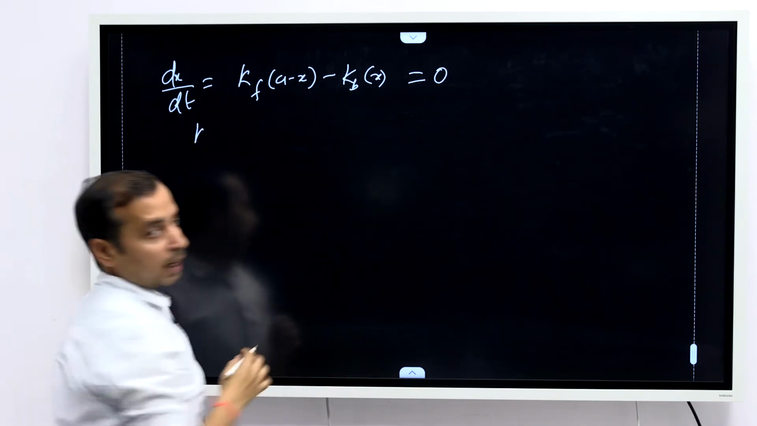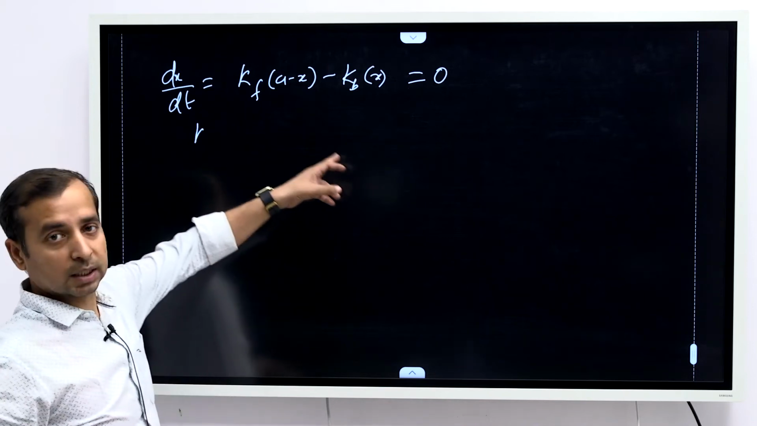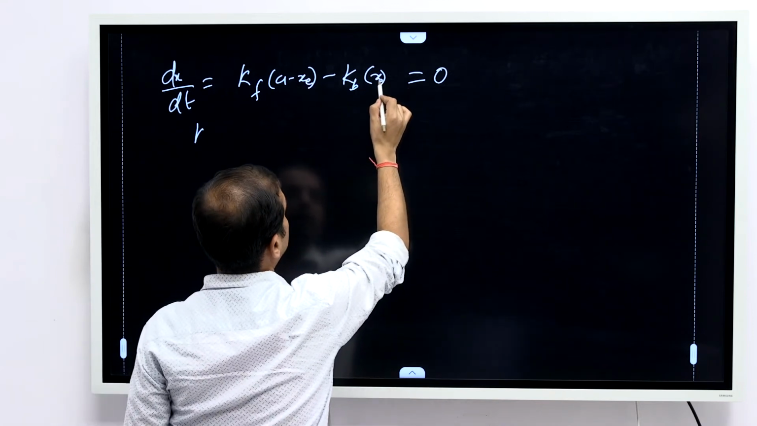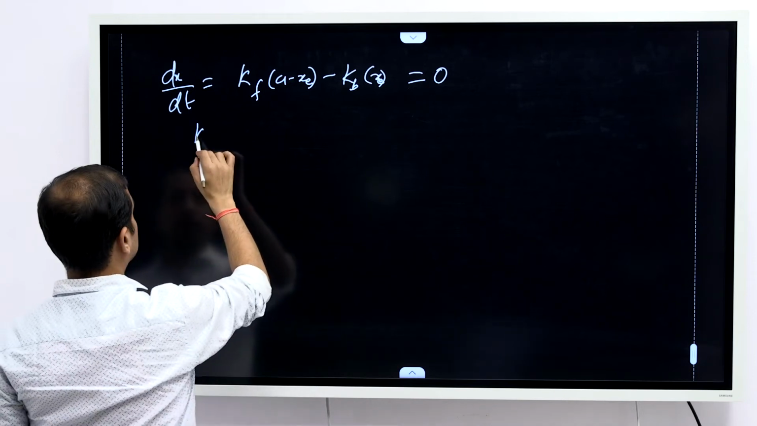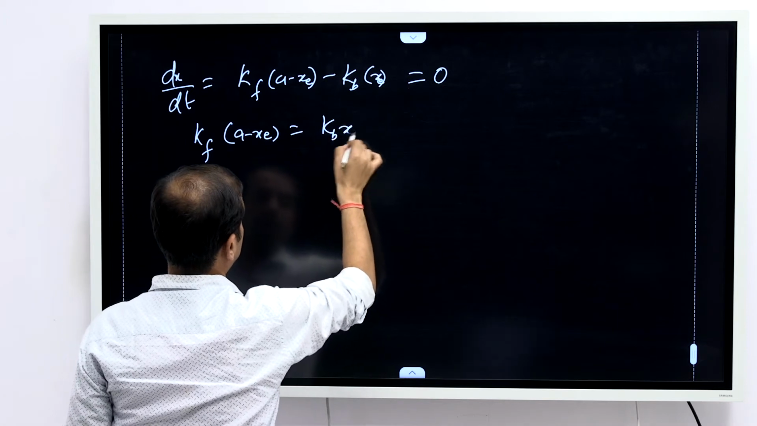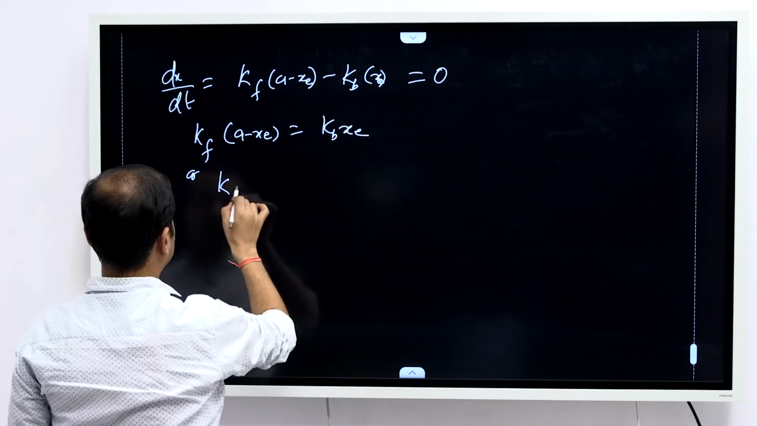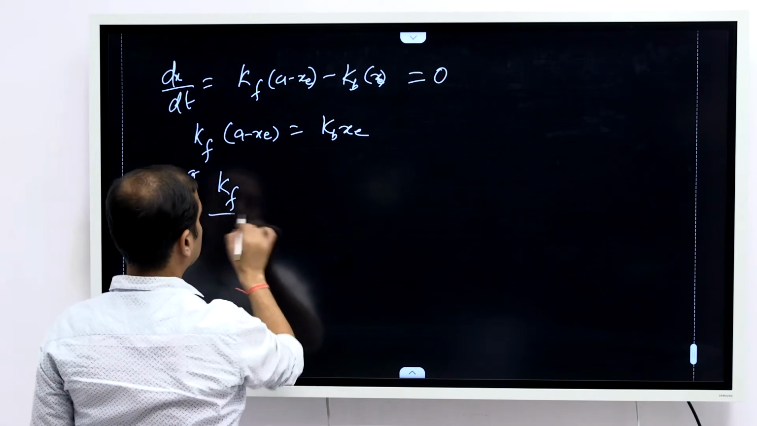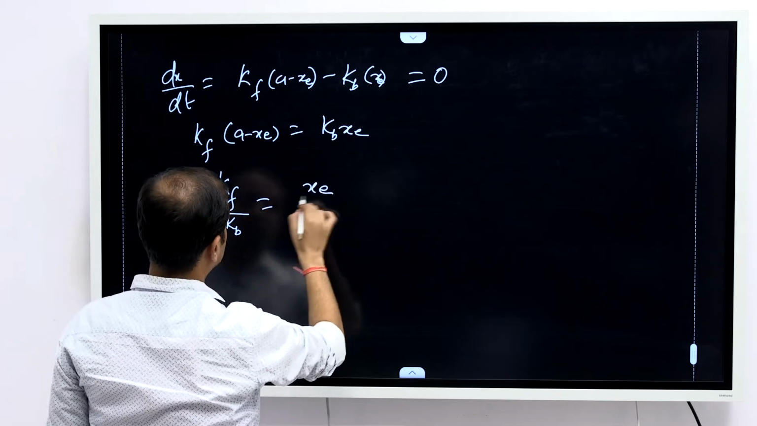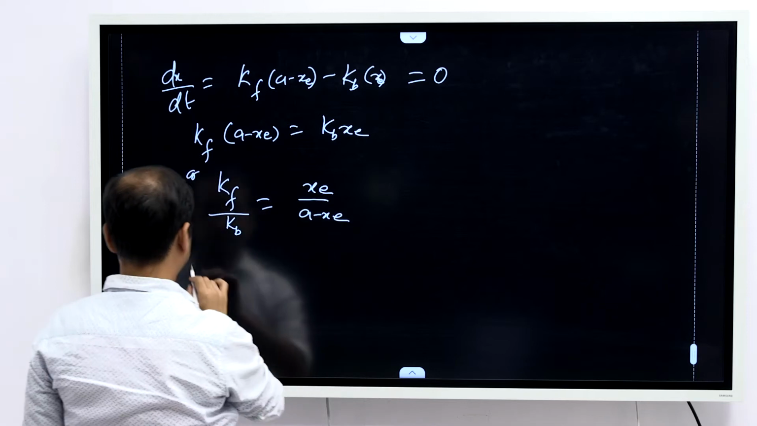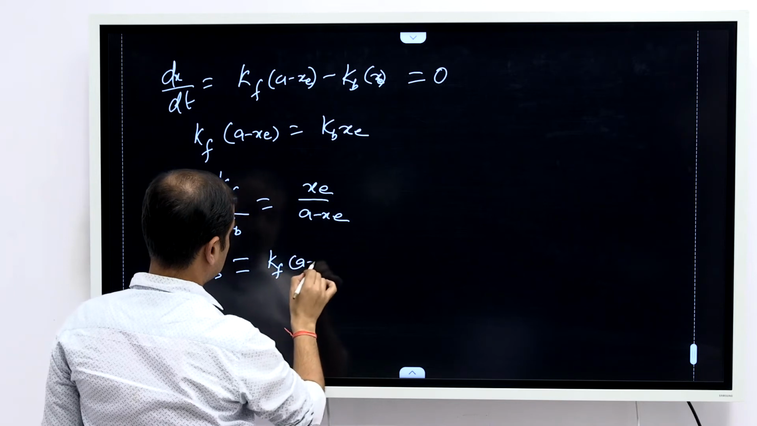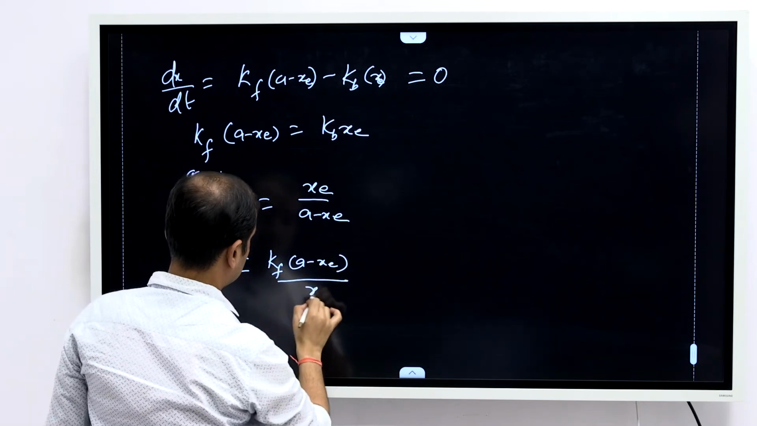So also x at equilibrium becomes xe, so we can write here a minus xe and kb into xe. So kf into a minus xe is equal to kb into xe, or kf by kb is xe upon a minus xe, and kb here becomes kf into a minus xe divided by xe.